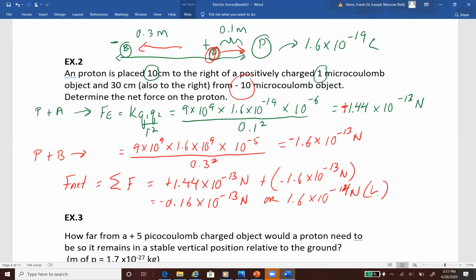We're all good? Sir, I have a question. Yeah. How do we convert from a microcoulomb to a coulomb, or how does that work?